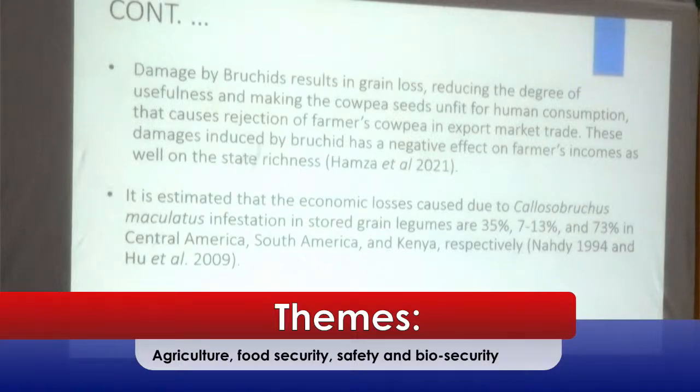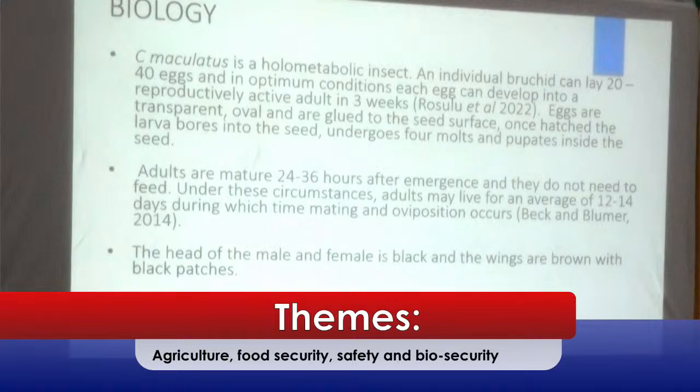So this has had a negative effect on farmer incomes as well as on the state's wealth. Because of course, when you export, you get external revenue or foreign exchange. So it is estimated that the economic losses caused due to Callosobruchus maculatus infestation in stored grain legumes, for example, in Kenya, in 2009, was at 73%. So that's very high.